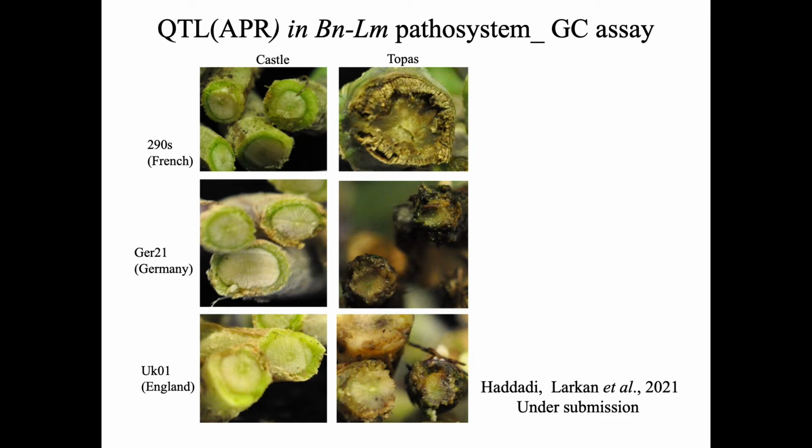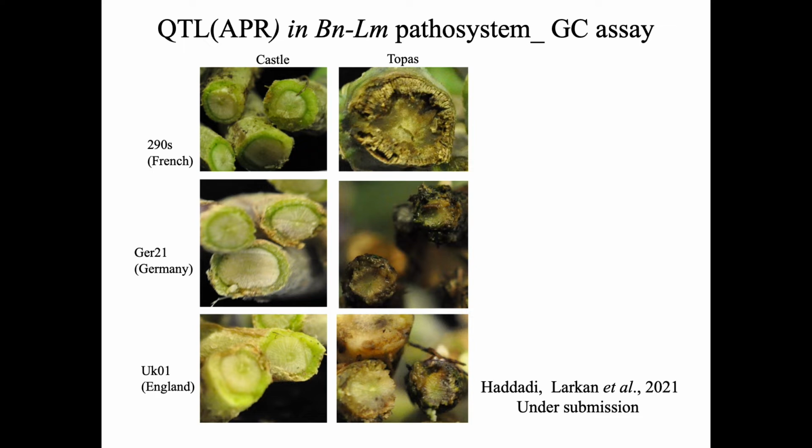We then questioned whether it is just 3R11 that triggers the resistance. What would happen if we used other isolates? We used isolate 290, a French isolate, GR21, a German isolate, and UK01, an isolate from England. All of these isolates were tested on Castle and on Topaz.